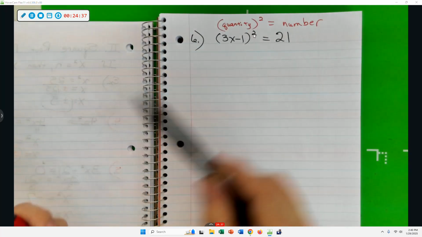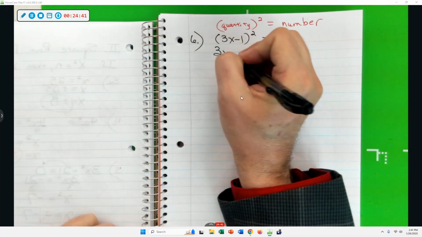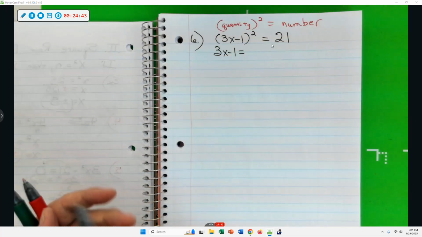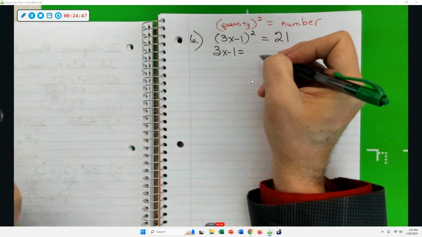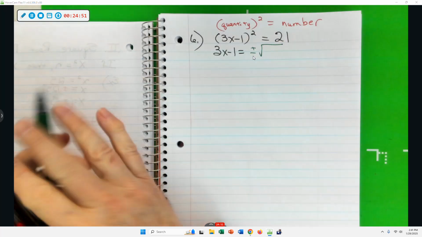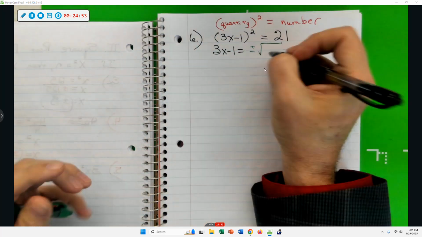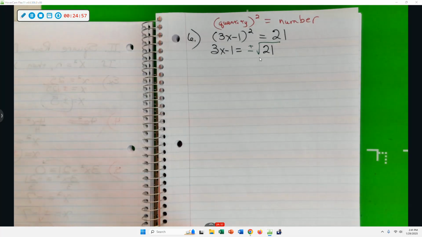We can drop the square on the left, so we just have a 3x minus 1. What do we pick up on the right? More than a square root. Plus or minus square root of 21. Are we going to have an i in our answer? No. Is 21 a perfect square?